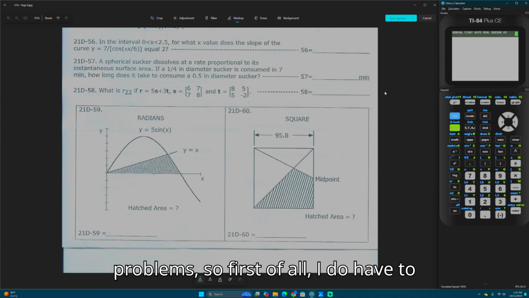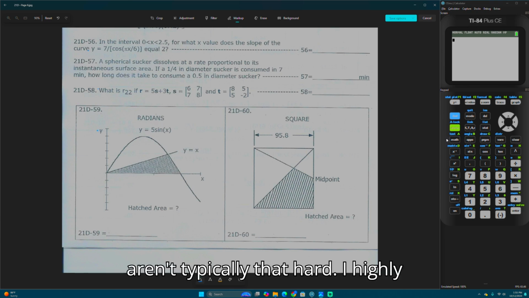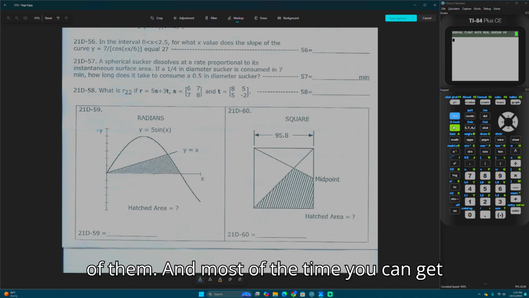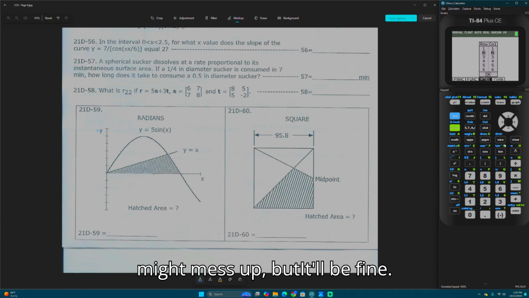First of all, I do have to say on this page, 56, 58, and 59 aren't typically that hard. I highly recommend taking the time to do each one of them. And most of the time you can get it right. Of course, occasionally you might mess up, but it'll be fine.